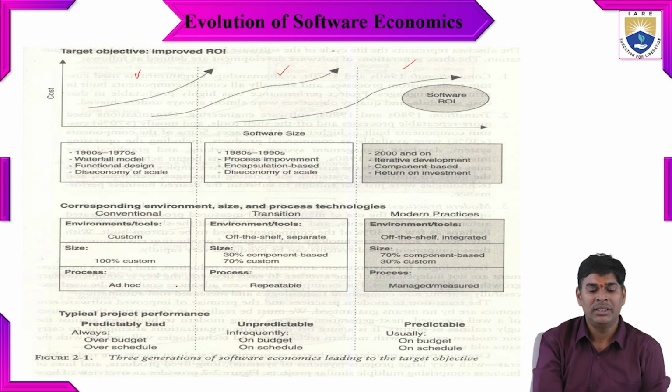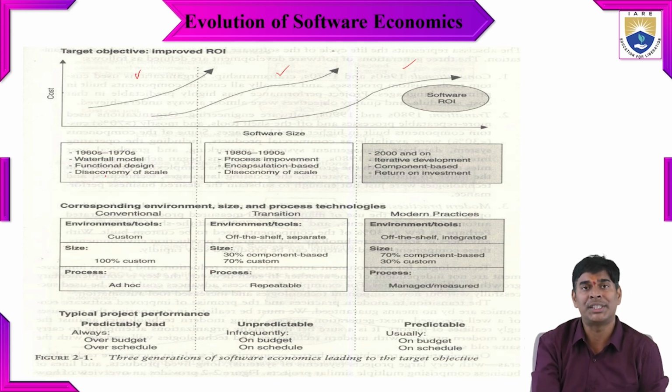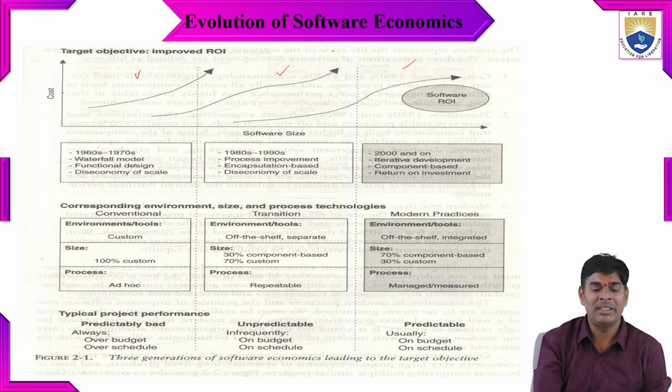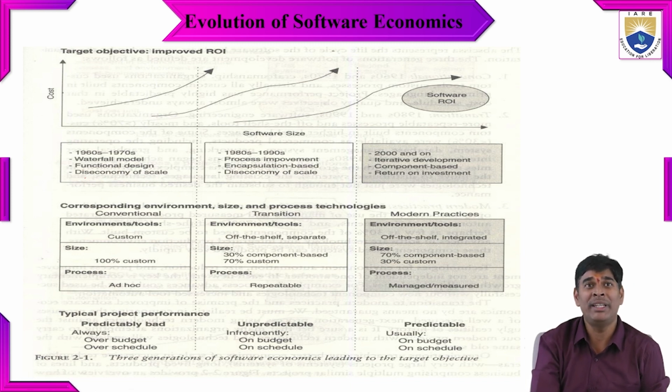In the first generation, they developed the waterfall model. We have seen that the waterfall model was developed in the era from 1960 to 1970, and it has a functional design. So mainly it impacts the functional design and has a diseconomy of scale. Why does the waterfall model have a diseconomy of scale? Because the cost of the project, or the errors and bugs, will be identified only after completion of all the SDLC stages, that is, the software development lifecycle.